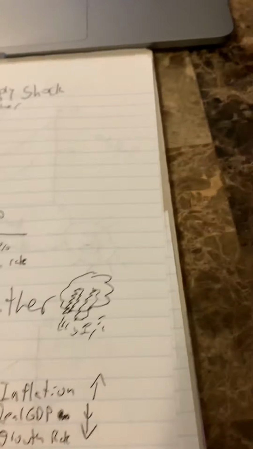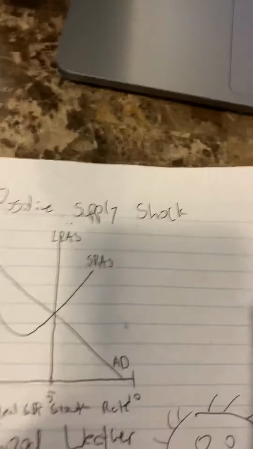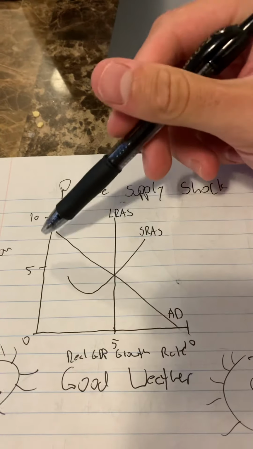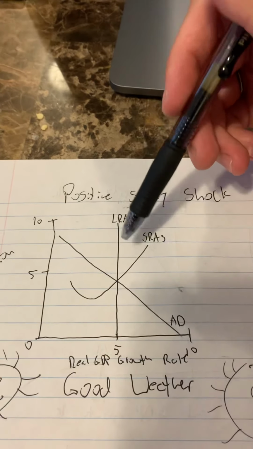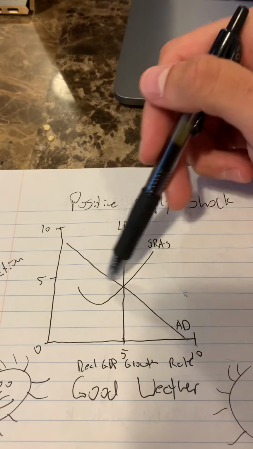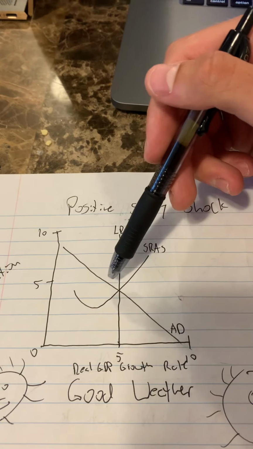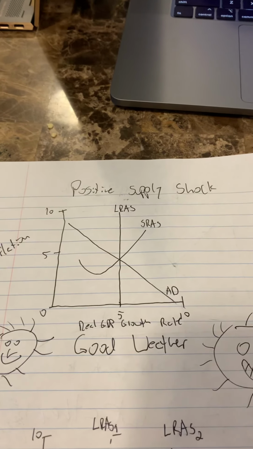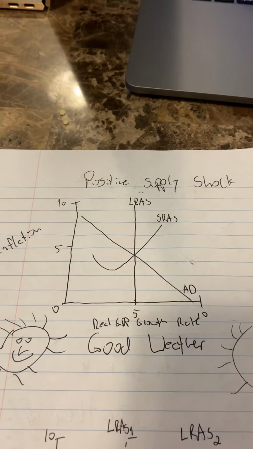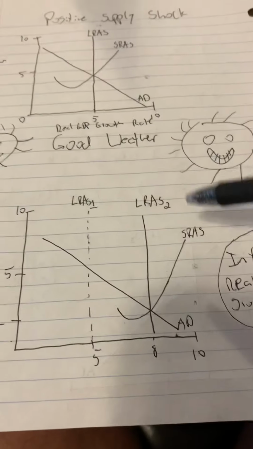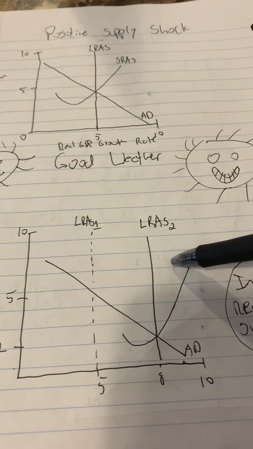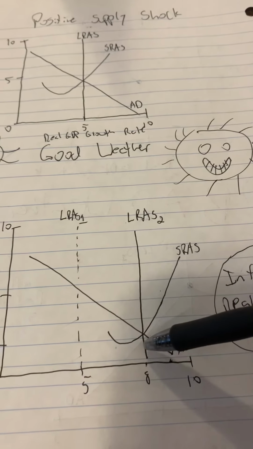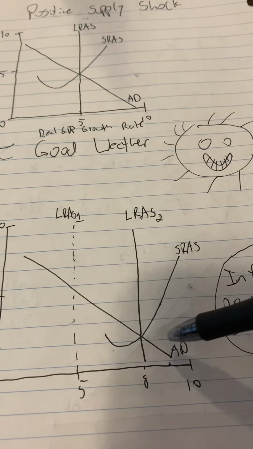All right, next we have a positive supply shock. That's always good. And so here we go again. We have our basic ADAS model with our equilibrium at about 5% each. And lucky we have some good weather, which is a positive supply shock to the long run aggregate supply curve. And that shifts the curve to the right. And we know that the short run aggregate supply curve moves with it as well, and they're going to intersect on the aggregate demand curve as well.